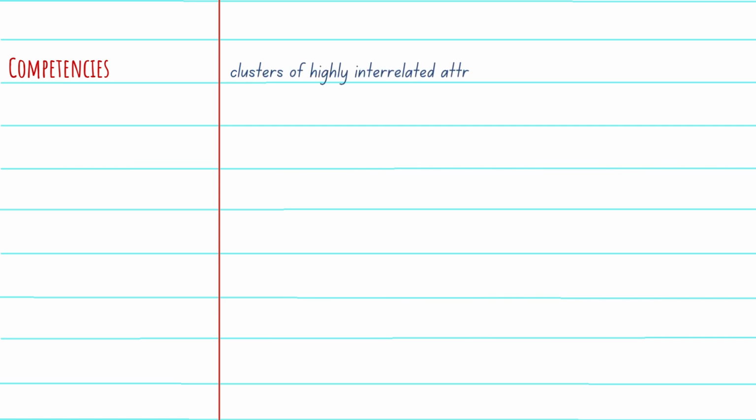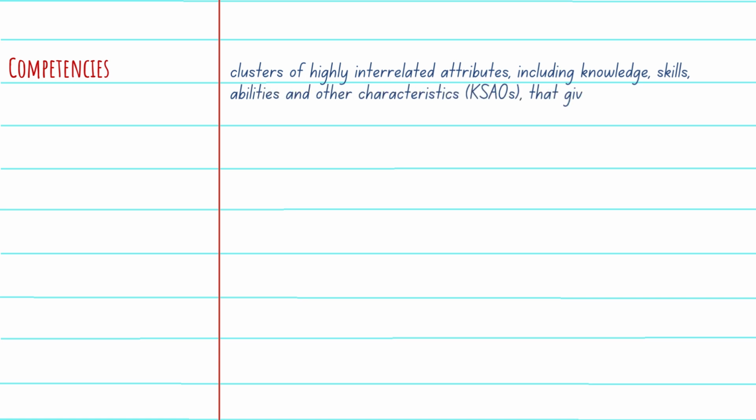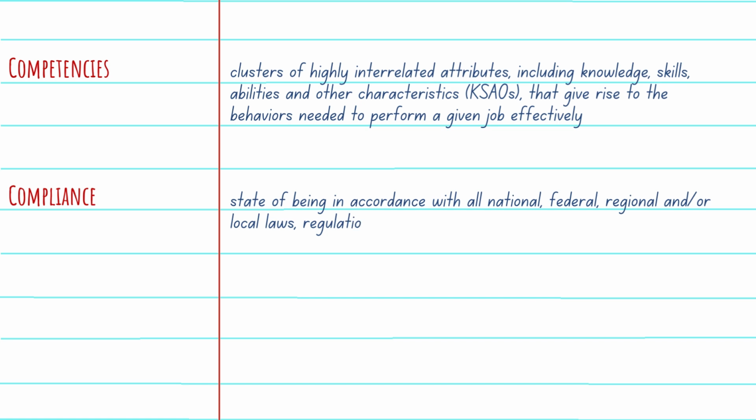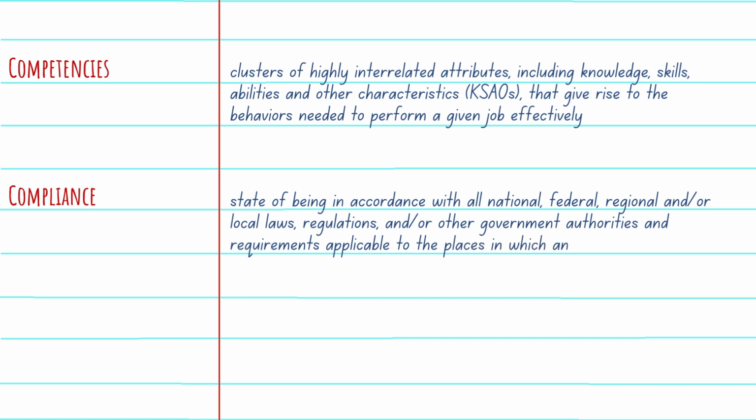Competencies are clusters of highly interrelated attributes, including knowledge, skills, abilities, and other characteristics that give rise to the behaviors needed to perform a given job effectively. Compliance is the state of being in accordance with all national, federal, regional, and/or local laws, regulations, and/or other government authorities and requirements applicable to the places in which an organization operates.